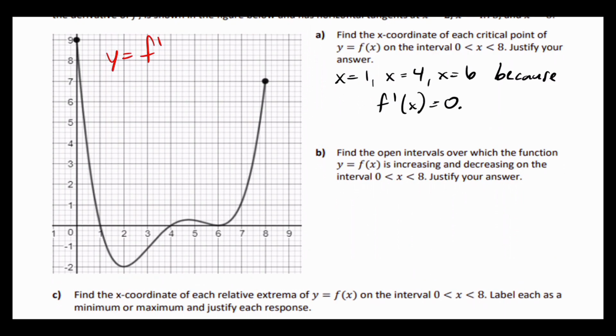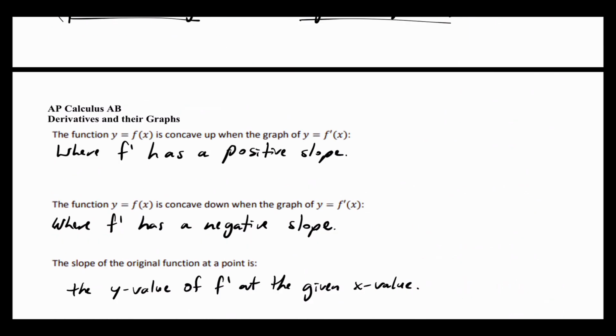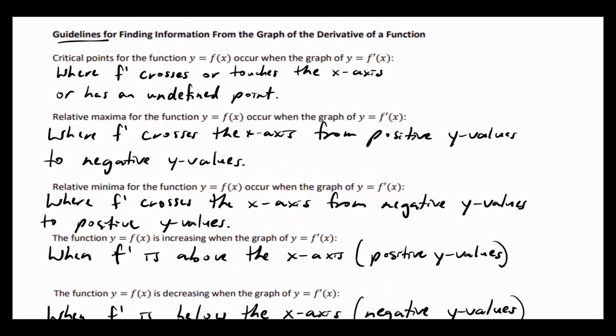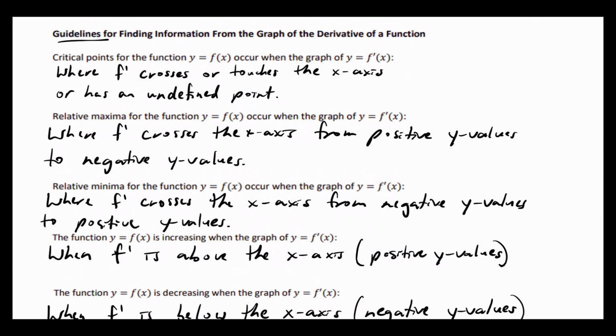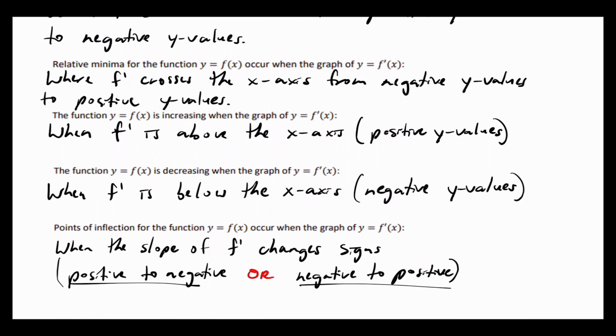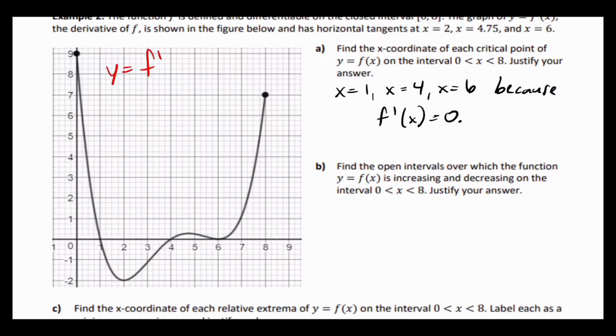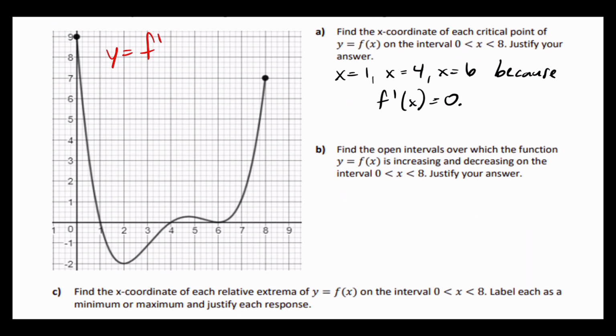Intervals of increasing and decreasing. Well, let's go to our guidelines. The graph is increasing when f prime is above the x-axis, and it's decreasing when f prime is below the x-axis. Okay. So I'm going to highlight those. Above the x-axis, I'm going to say right there, and right there. Below the x-axis is everything else.